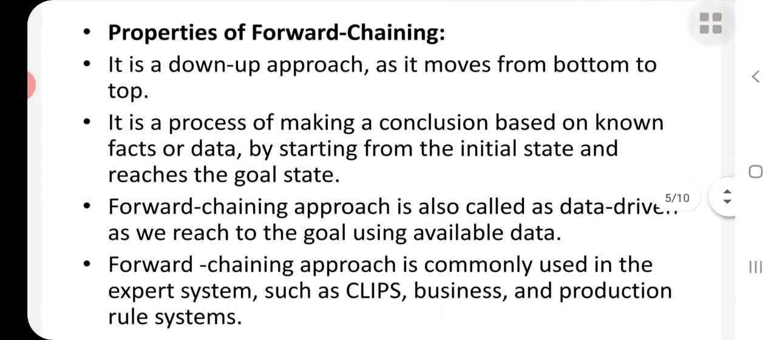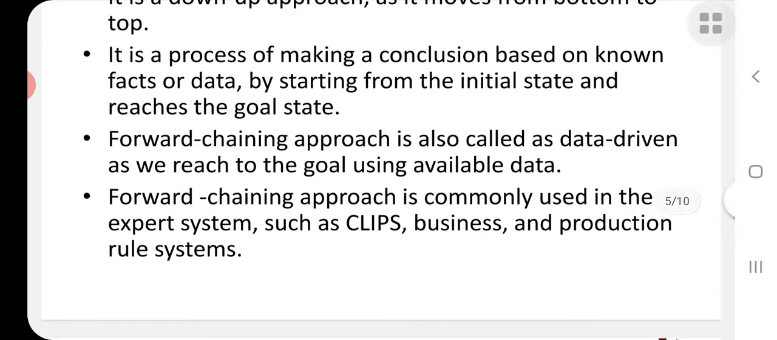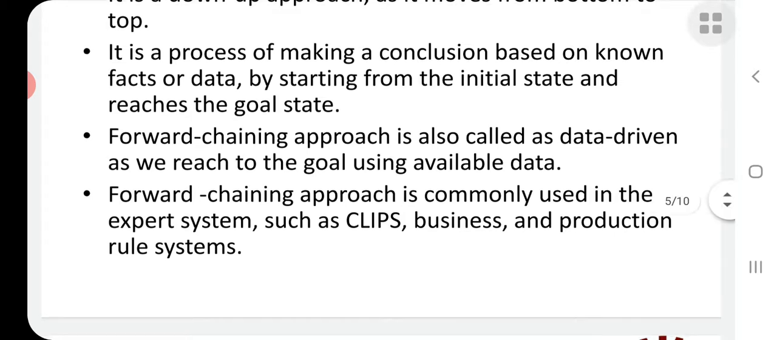Now, the properties of forward chaining. It is a bottom-up approach, which means it moves from bottom to top. It is a process of making a conclusion based on known facts, starting from the initial state. I have already told you that it starts with known facts.